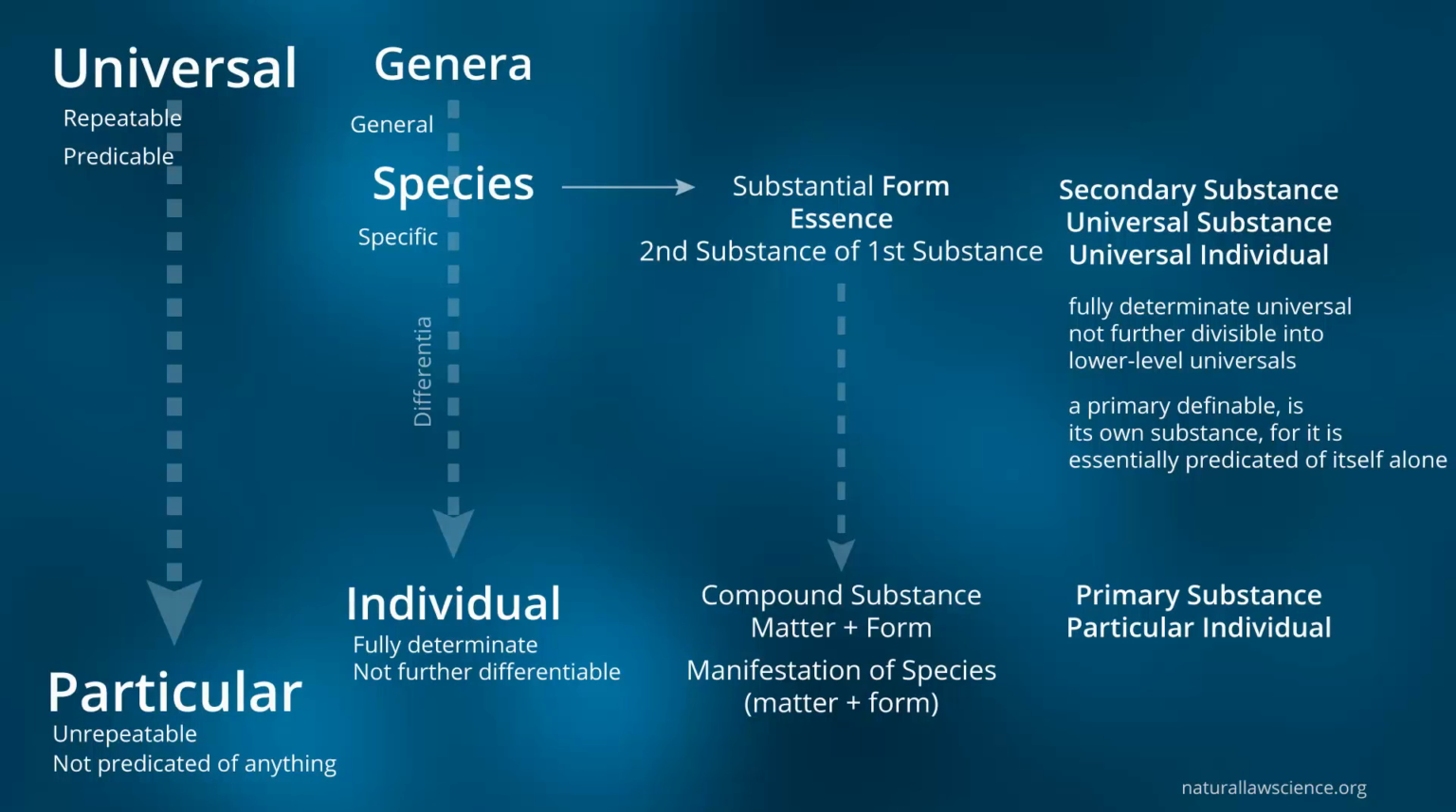We have universals going to particulars. So universals are what is repeatable and predicable. And particulars are unrepeatable, and they're not predicated of anything. Things are predicated upon the particulars. So the genera and species, the genera is the general going to the species specific. And from the genera to the species, we use differentia to arrive at it, and from the species to the individual, we use even more differentia, differences, to arrive at it. Because that's where the most differences are in the individual things. So the individual is fully determinate and not further differentiable.